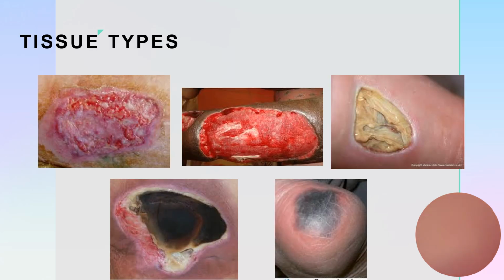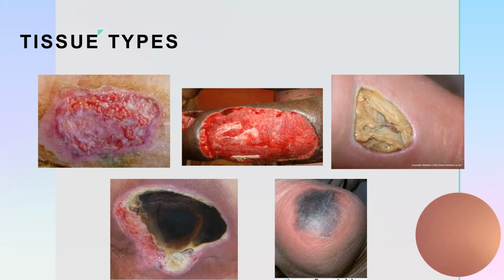So these are the different types of tissues that I was talking about. In the upper left, you notice we have actually a mixture of two different types of tissue. That light pink color is going to be our epithelial tissue, but that darker reddish color is granulation tissue. If you look at the upper middle picture, this is a good picture of granulation tissue. You notice that really beefy red coloration to it.